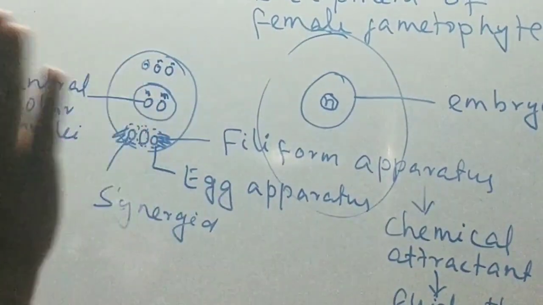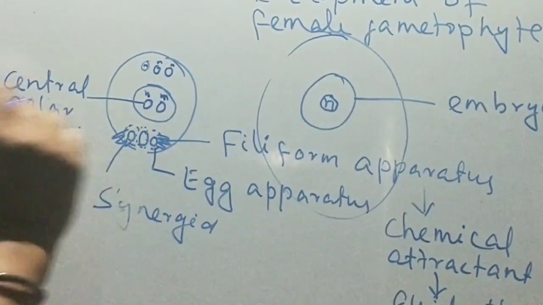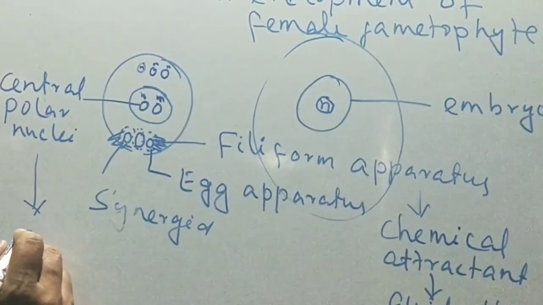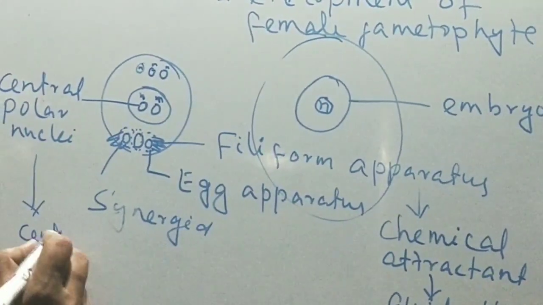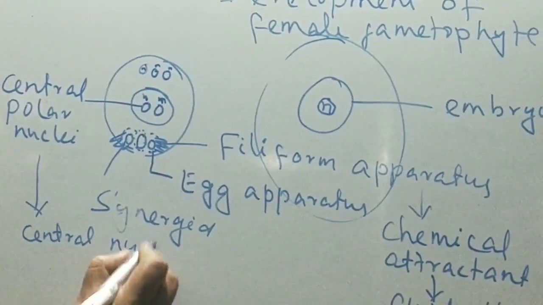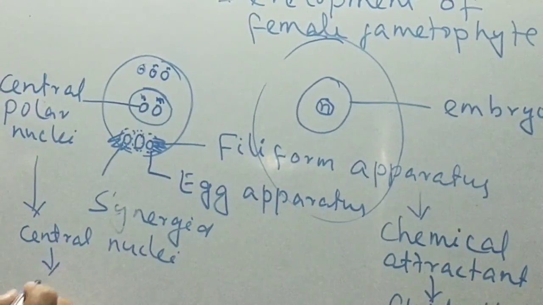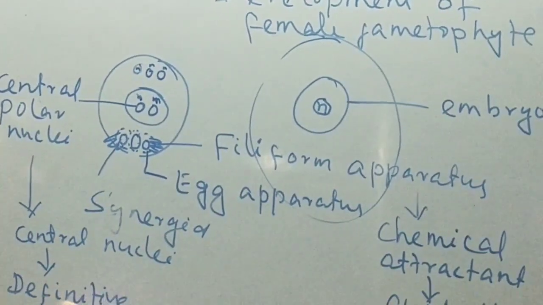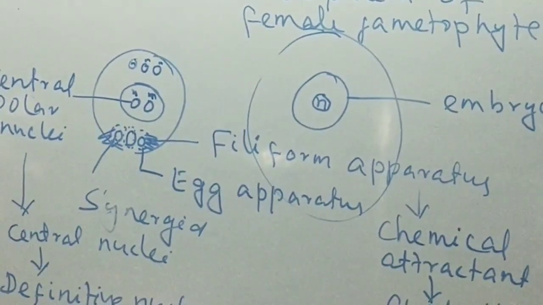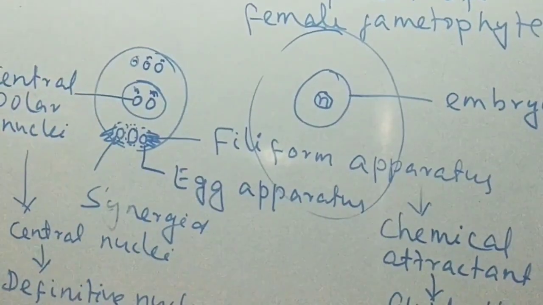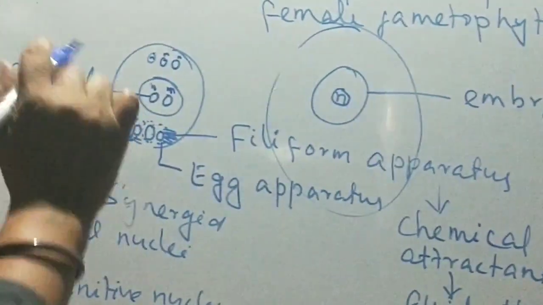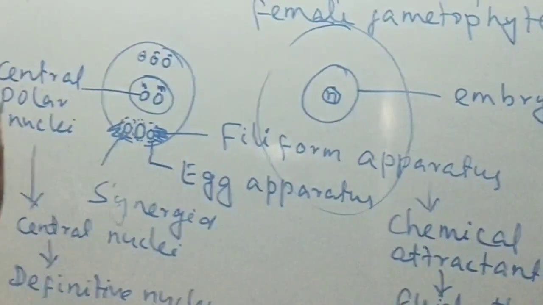N and N, the 2 central polar nuclei, are also called central nuclei, and also called the definitive nucleus. Definitive nucleus. Now 3 plus 2 is 5, and next another 3 towards the chalazal end.